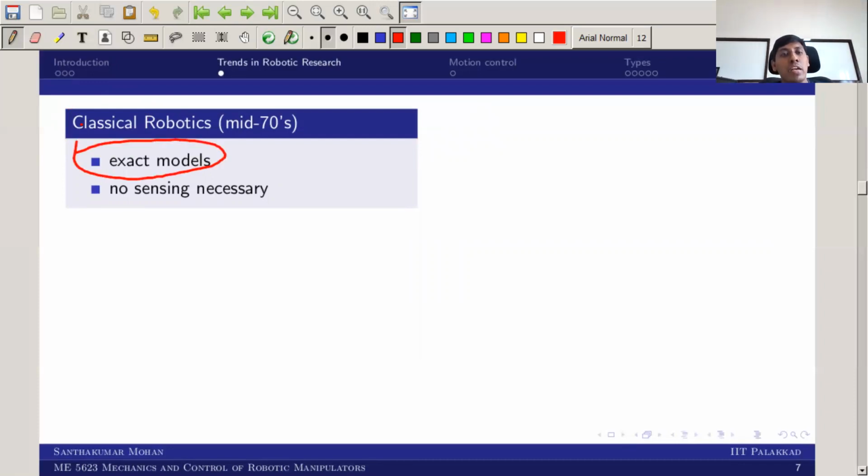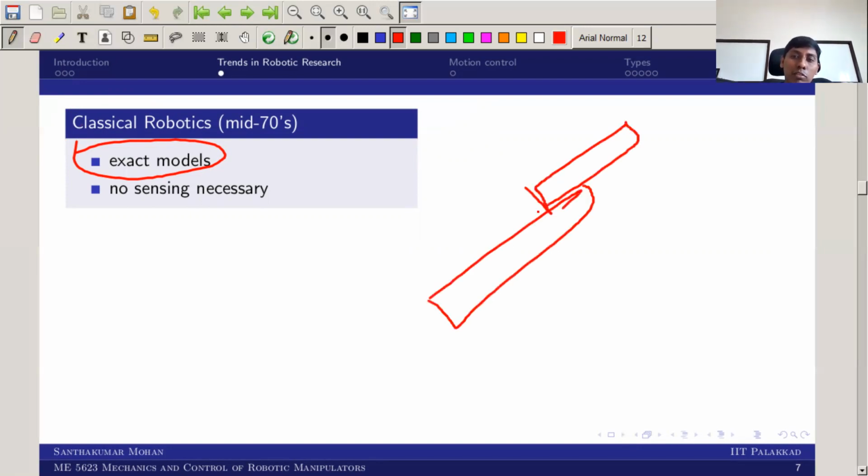no sensing is required. Whereas as the scenario keeps going, several months or several years later, the same robot may not be fulfilling the exact model. For example, now I assume that this is two bodies and they are connected. Over a period, what happened?